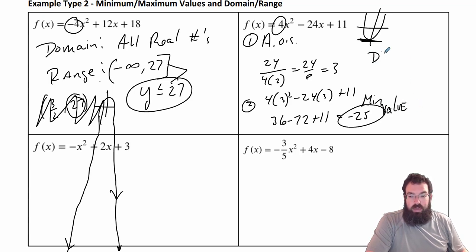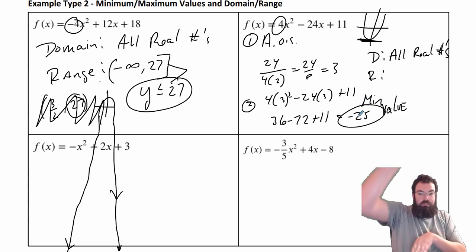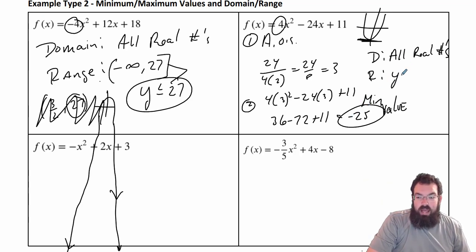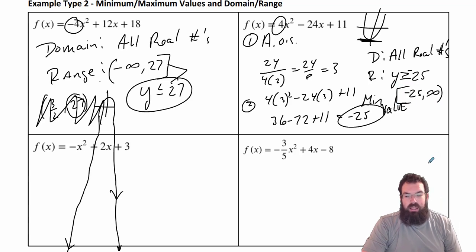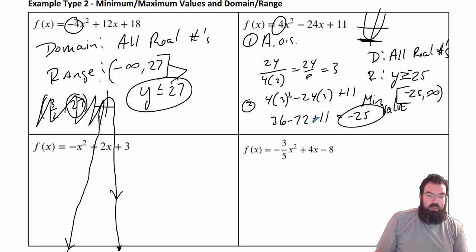Okay? Our domain is all real numbers, because it's always going to be all real numbers for quadratics. Okay, our range, negative 25 is now the smallest, so it goes up. So you can write it as y is greater than or equal to negative 25. Or you can say negative 25 to infinity. Remember, parentheses on the infinity, closed bracket on that negative 25. All right, I want you guys to pause the video, work on the next two, and then hit play.